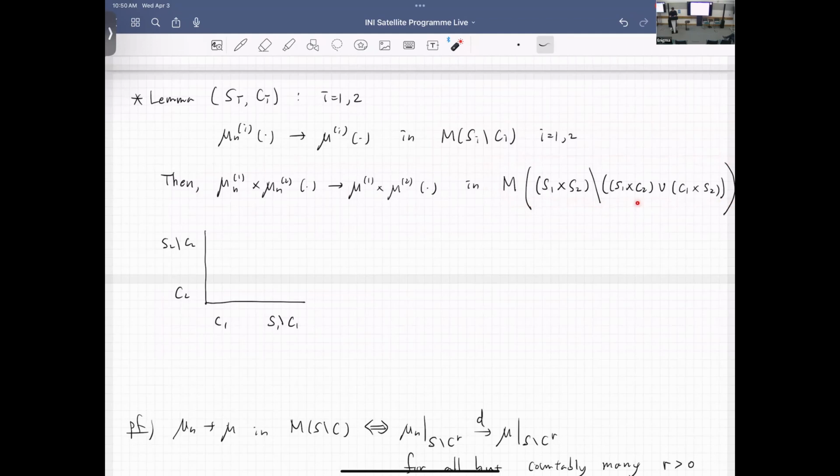So you see that here, suppose that C1 is this, and this is S1 minus C1. So the x-axis is S1, the y-axis is S2.